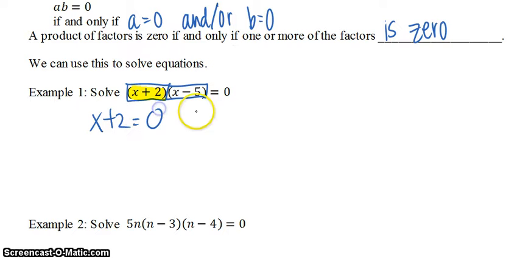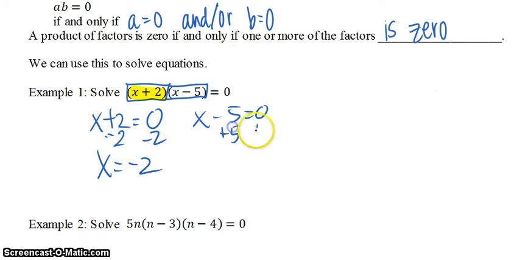Okay, x plus 2 equals 0, x minus 5 equals 0. So we're going to solve for both of them. In order to solve for x, subtract 2 from both sides. So x equals negative 2. And then for this one, I'm going to add 5 to both sides to get x equals 5.